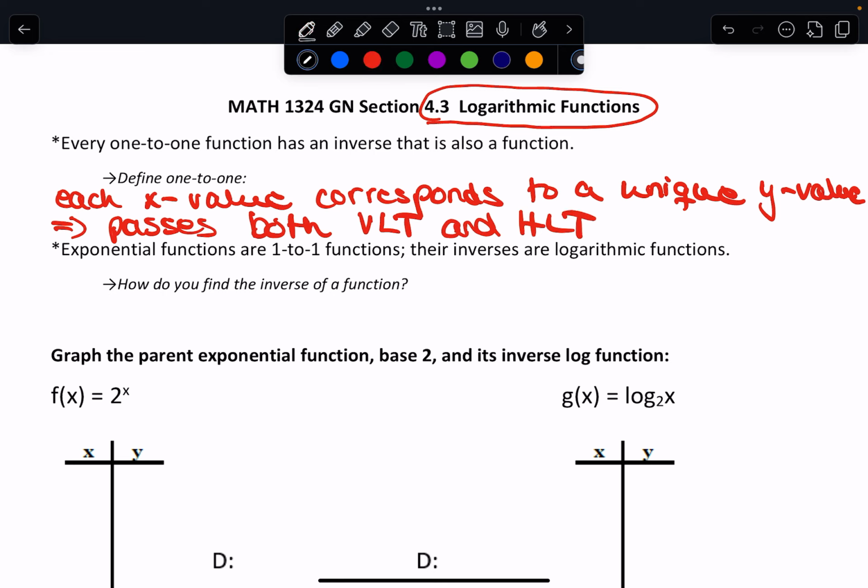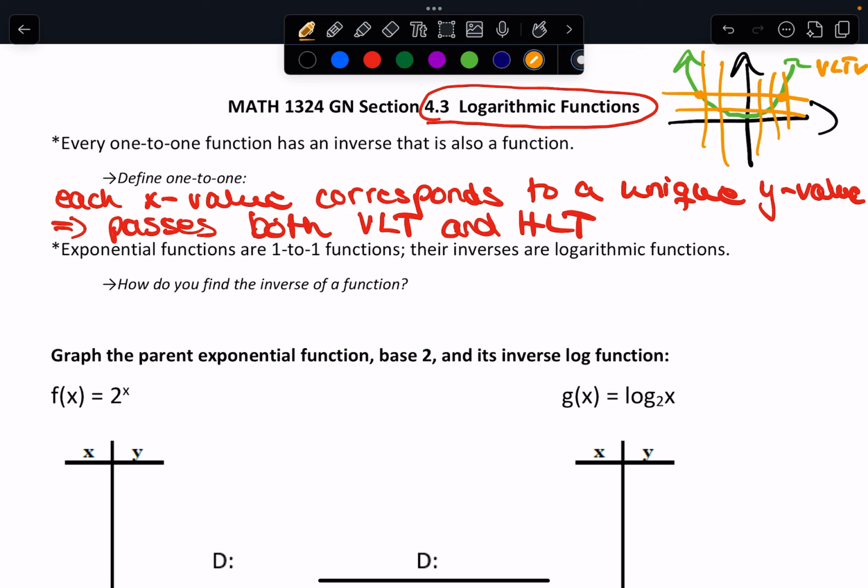So let's look at an example here. If I draw a quadratic function here, we know that it passes the vertical line test, so that one is okay. But when we do the horizontal line test, it does not pass. So vertical line test is okay, passed. Horizontal line test is not. So this is not a one-to-one function.